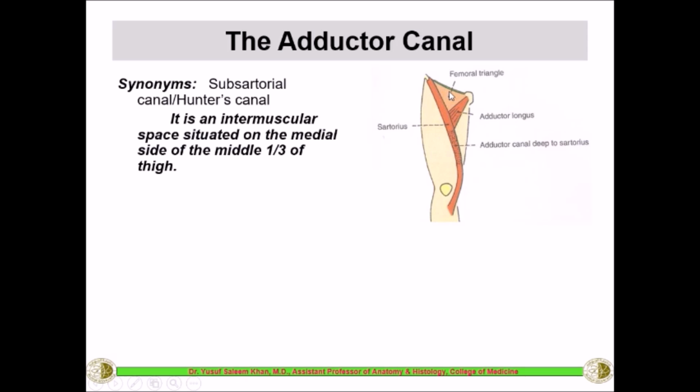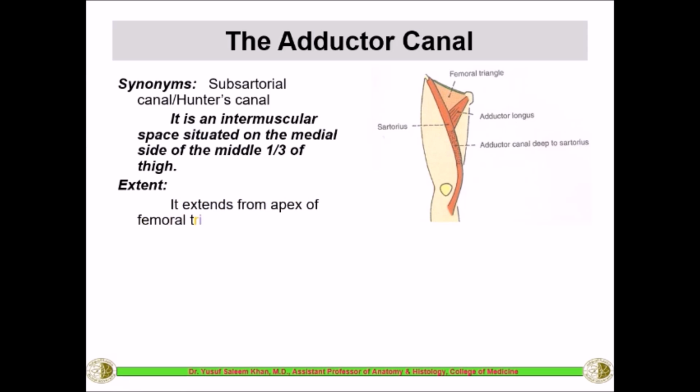All the contents which are there in the femoral triangle will either be descending downwards, or some of the structures will be going upwards. So this canal will be connecting the femoral triangle with the popliteal fossa here. The contents from the femoral triangle will be descending into the popliteal fossa, or some of the structures from the popliteal fossa will be going into the femoral triangle.